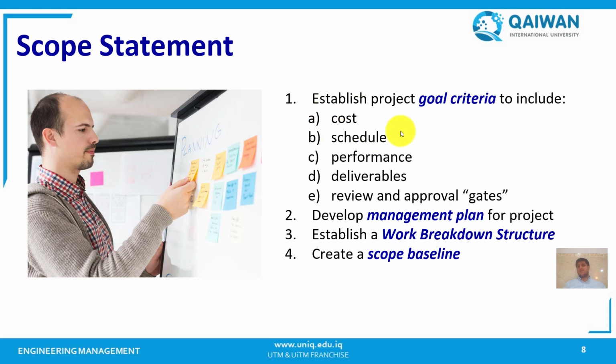In the scope statement, it established project goal criteria to include the cost, schedule, performance, deliverables, review, and approval, the gates. The scope statement creates a baseline, as we discussed. It creates a baseline and the work breakdown structure that's very important to manage the projects with procedures.